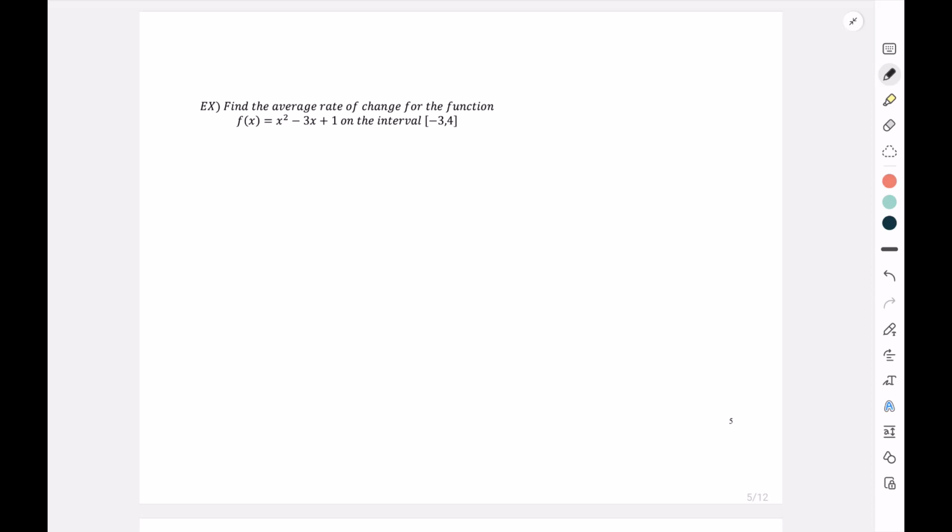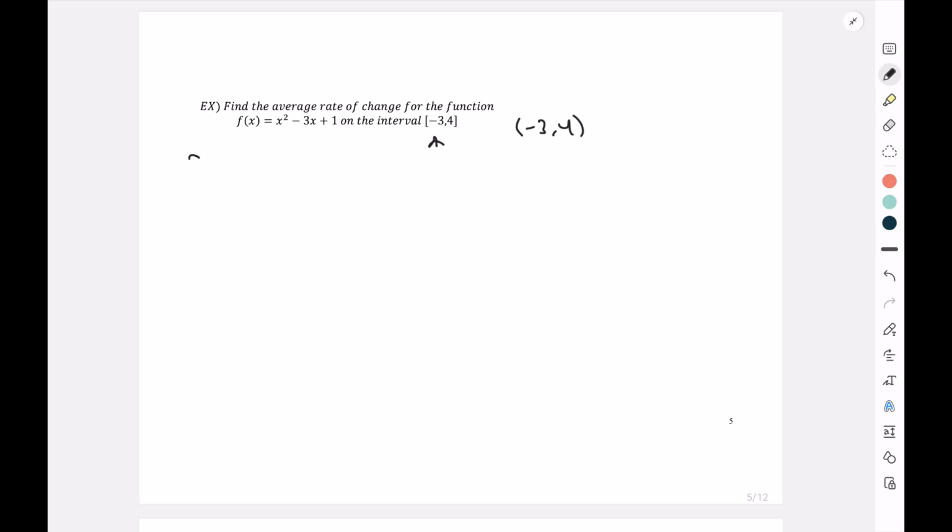So now we want to find the average rate of change based on the function that we're given. f of x is equal to x squared minus 3x plus 1 on the interval from -3 to 4, inclusive. So we could consider -3 for one point, but we also want to get another. So we could take -3 and 4 as inputs, and then we could do -3 for one point and 4 for another point.